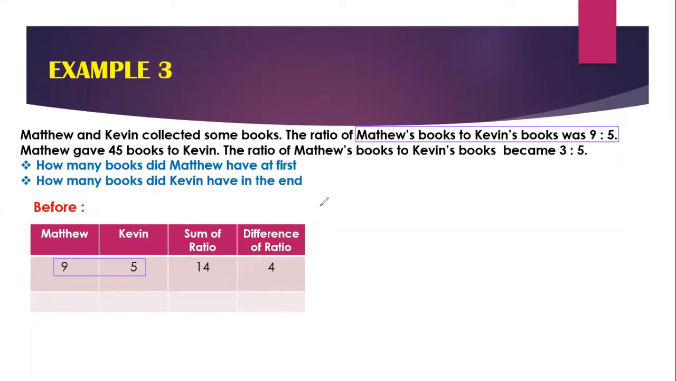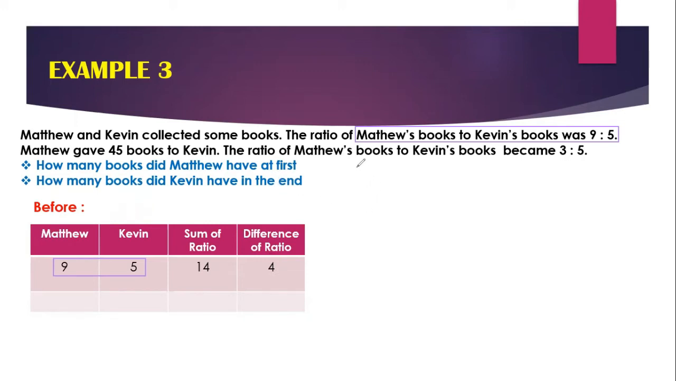Next. The sum of the ratio is 14. How do you know that? 9 plus 5 equals 14. Next, the difference of the ratio is 4. How do you know that? The difference is 9 minus 5, and we find 4. Clear to you? Good.